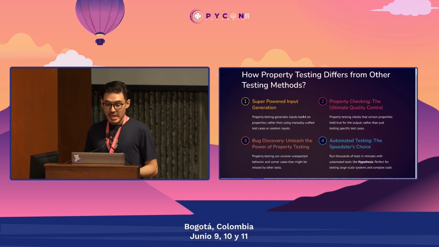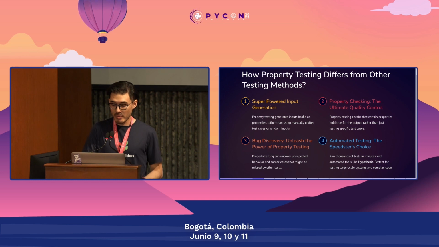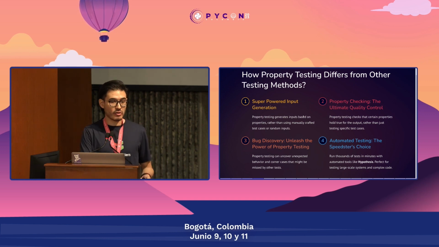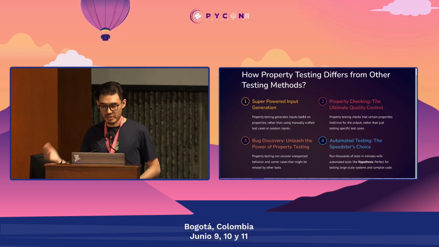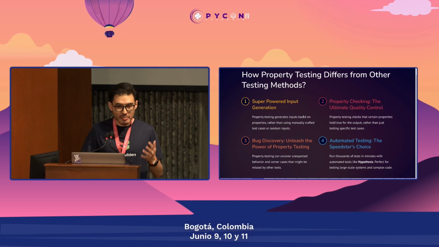Property checking, the ultimate quality control. What does this mean? Since we have a huge amount of inputs coming into our function, we can check that certain properties of our functionalities remain true through time, instead of just checking specific tests with inputs and outputs. Bug discovery: unleash the power of property testing.